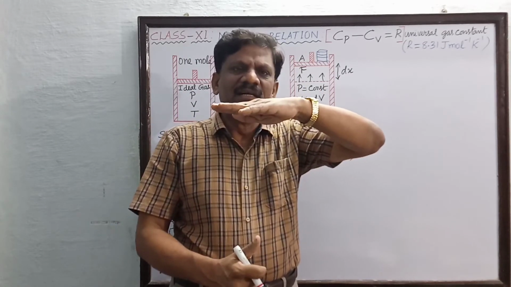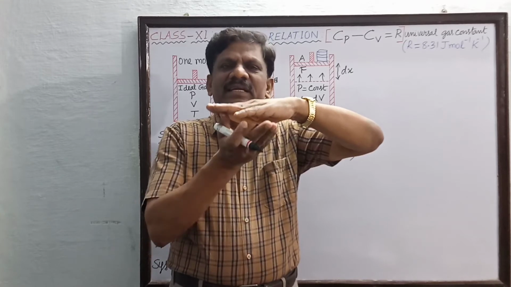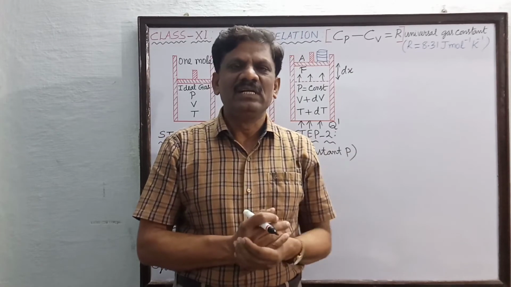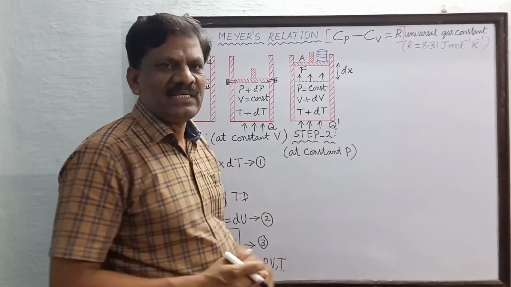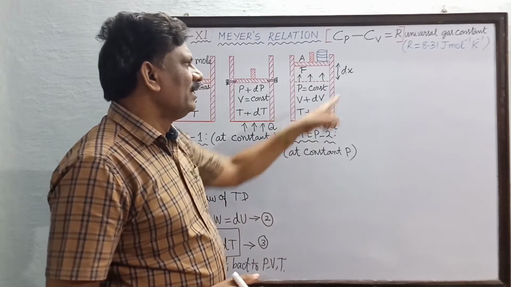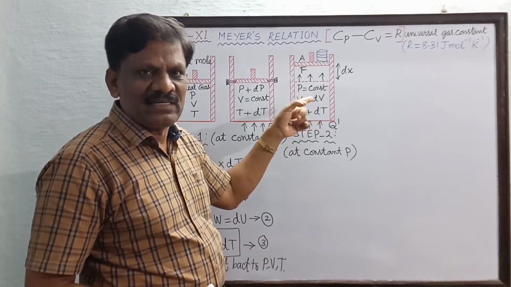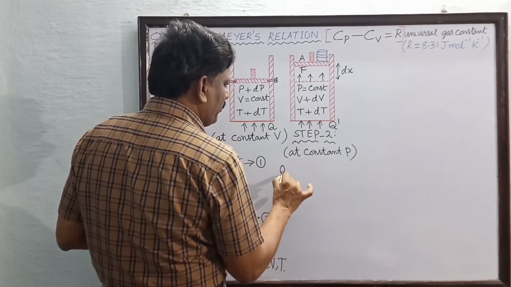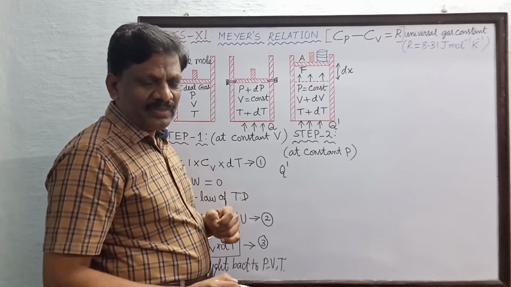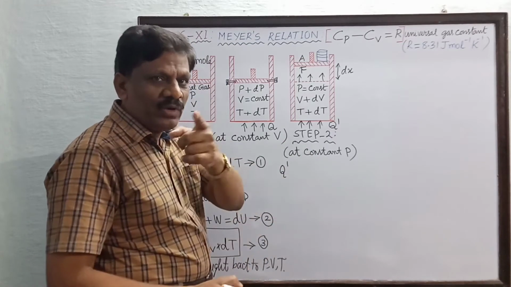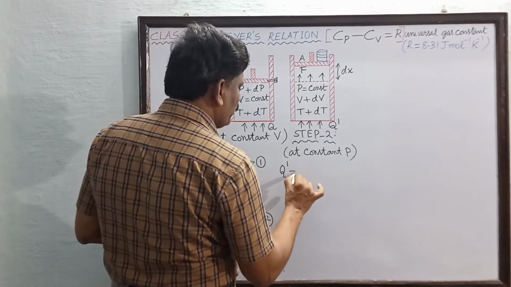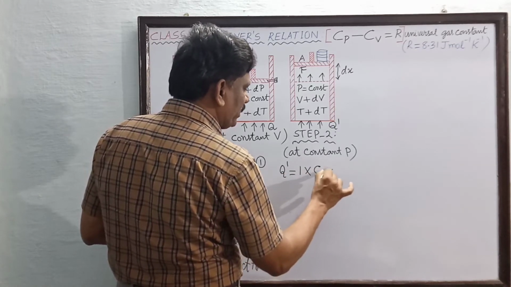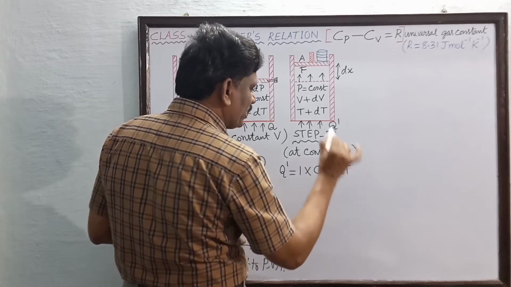So when you heat, the gas is now expanding and it pushes the piston upwards against the constant pressure. So here the rise in temperature is dT and the work is also done by the gas. Understand? So in the second step, naturally the quantity of heat supplied is Q dash. And certainly it must be greater than Q, have you understood? And this is now equal to 1 mole into specific heat capacity at constant pressure into the rise in temperature dT.